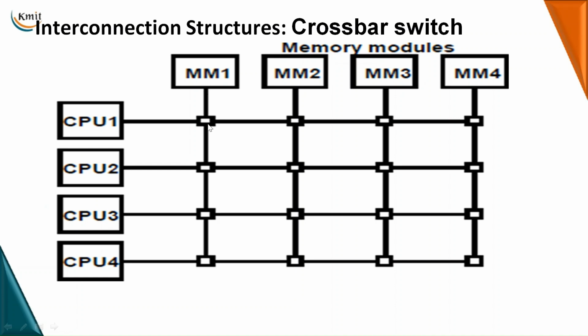Whenever this memory module receives this particular request from CPU 1, it checks whether the request is meant for that particular module. If it is not, it will just forward the request to the next memory module. Similarly, the next memory module also checks and forwards it to the next module. Like that, whenever the request is received by memory module 1 and it identifies that it is meant for that module, it will be accessed by the particular CPU. So this is how a crossbar switch works.